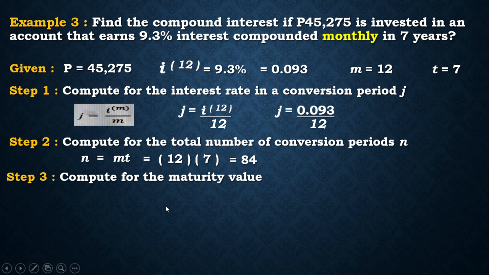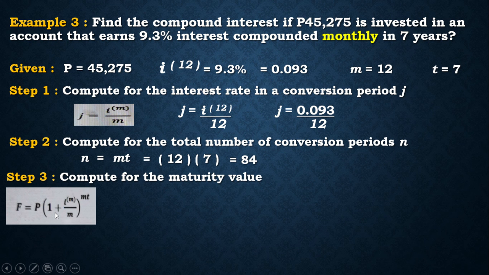Step 3, compute for the maturity value. So, meron tayong formula in finding the maturity value, compounding M times a year. F is equal to P multiplied by 1 plus I raised to M divided by M, closed quantity, may exponent siyang MT. So, etong I raised to M divided by M, ito po siya, yung J. Ito po yung formula at ito po yung equivalent niya na kasama dun sa formula natin sa maturity value compounding M times a year. So, we have the formula.